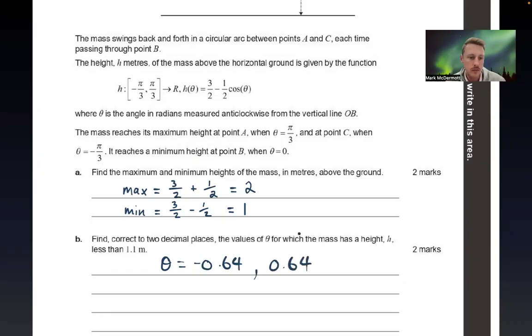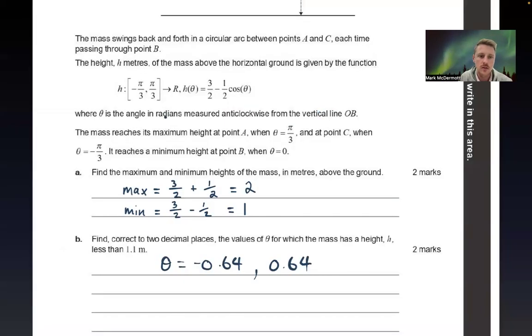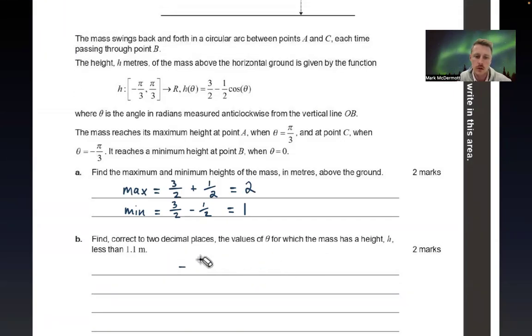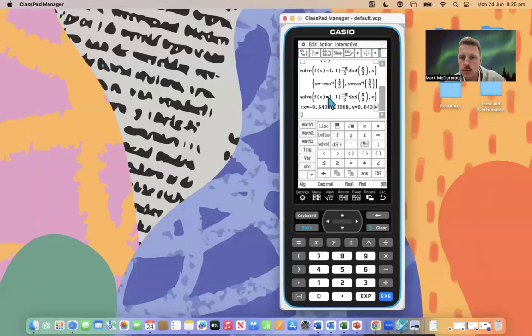Yeah, check the rounding. The rounding's fine, but my answer's not fine because I would lose a mark, I think, because I didn't show what I solved. So what we're going to write is h of theta equals 1.1 and then say theta equals less than. Okay, let's go back for a second. Less than. This is where I think the calculator doesn't like it.